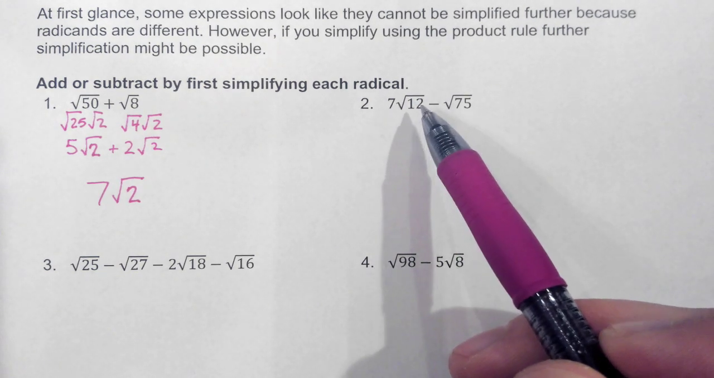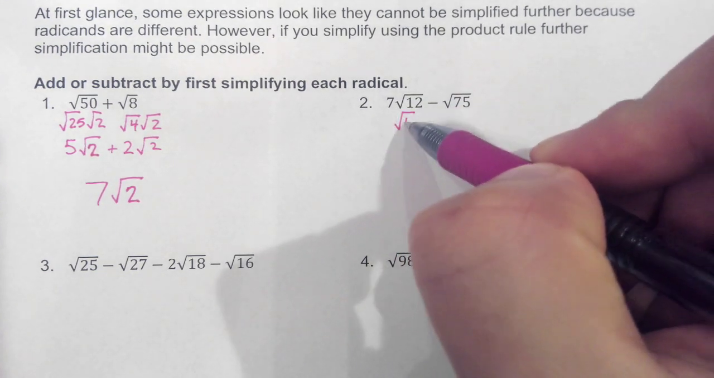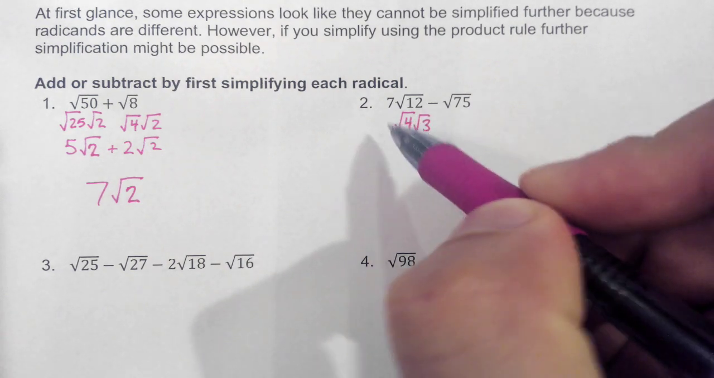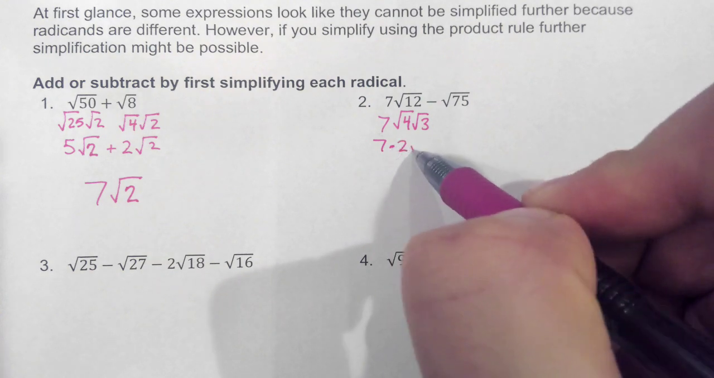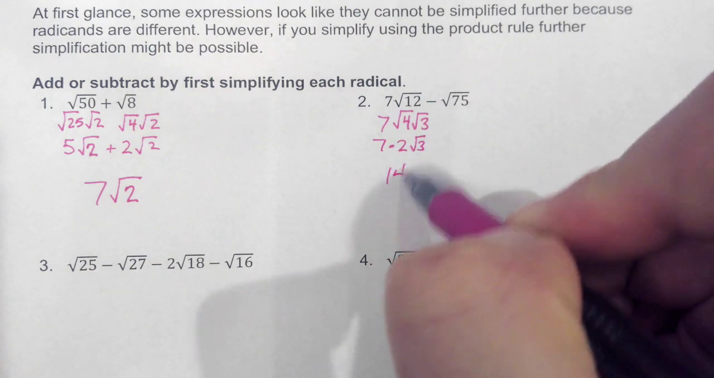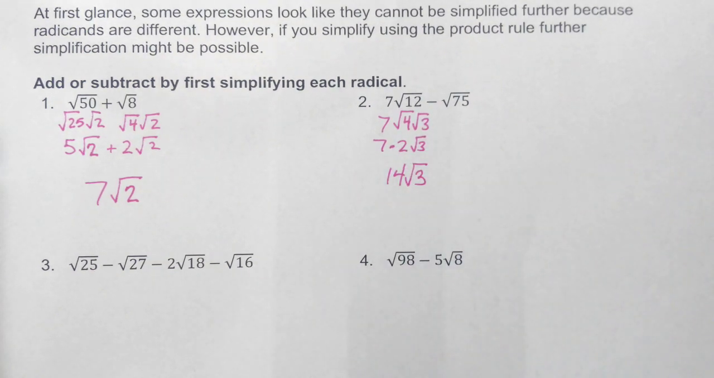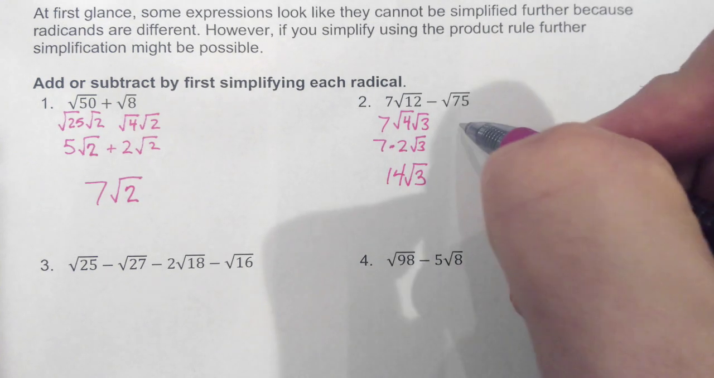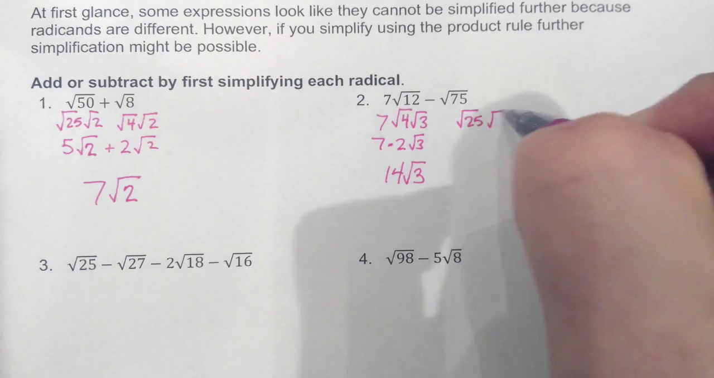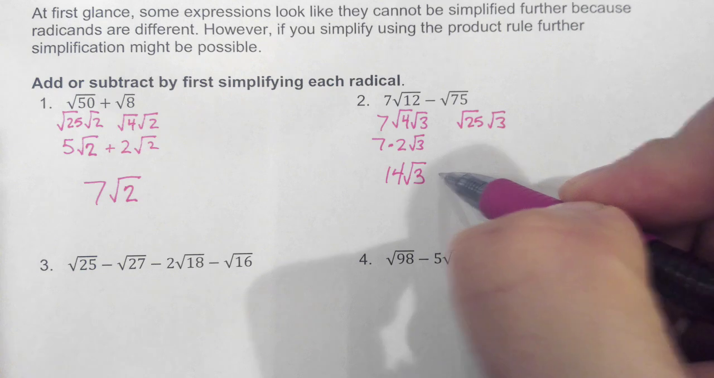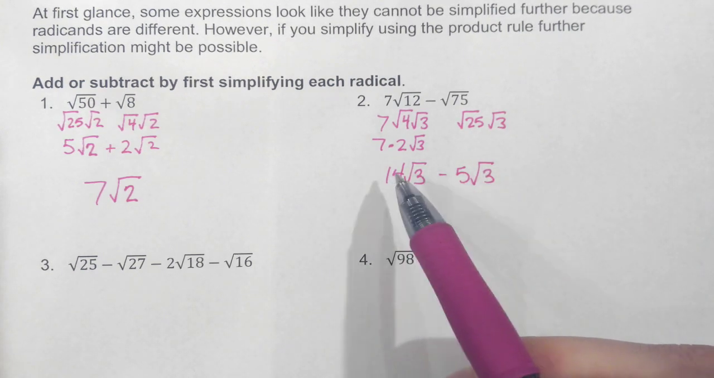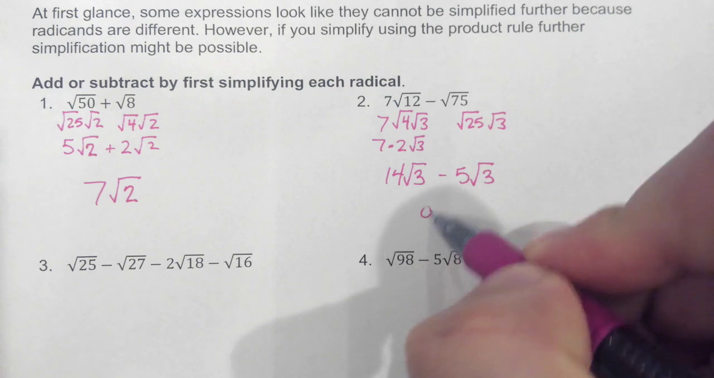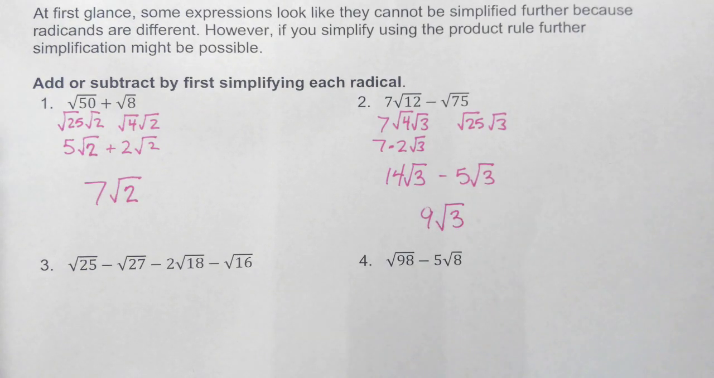Square root of 12, you look at that, it's divisible by 4. 4 times 3 is 12. So we would have, don't forget the 7 out front, so that's going to be 7 times 2 square roots of 3, which is 14 square roots of 3 when you simplify that one. The square root of 75 is divisible by 25. 25 times 3, so that's going to simplify to 5 square roots of 3. We're able to put those together now. 14 minus 5 is 9, so 9 square roots of 3.